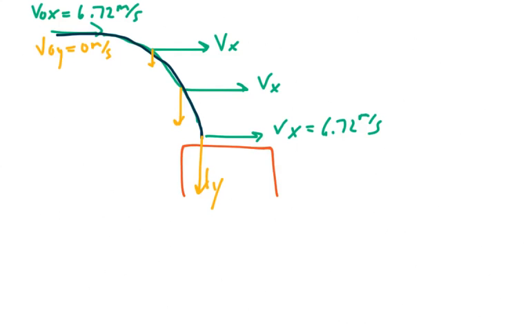So if I know what the y component is, then I can combine it with the x component and find his total impact velocity. So let's check it out. Let's go back to what we know.